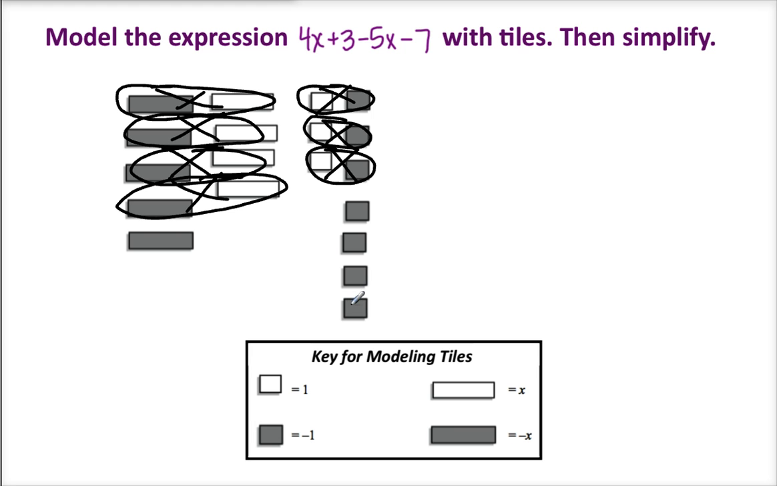So what am I left with now? Well, I have a negative x tile, and I have 1, 2, 3, 4 negative 1 tiles. So that's a negative 4 right here. So after I've simplified, after I've gotten rid of 0 pairs, my expression is now negative x minus 4.